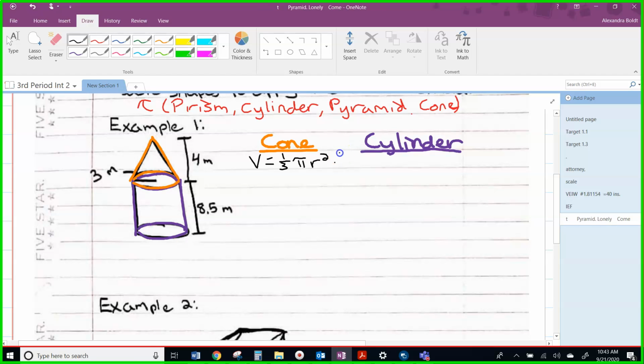And again, we can kind of think, is it OneNote doing it or my board doing it?